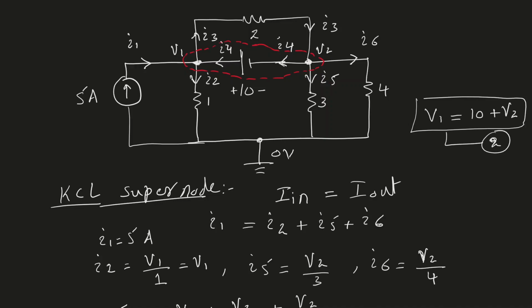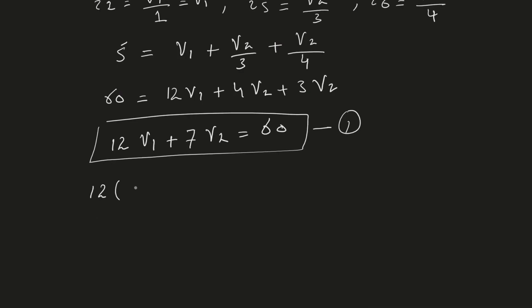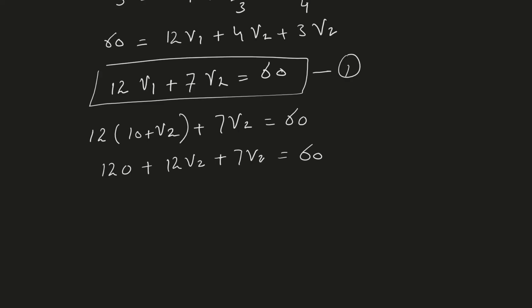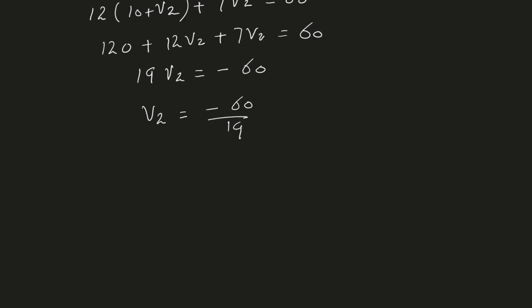From this equation, I already have the value of V1, which is 10 plus V2. I will put this value in the first equation. So V1 is 10 plus V2. So I will have 12 times (10 plus V2) plus 7 V2 equals 60. This is 120 plus 12 V2 plus 7 V2 equals 60. 12 and 7 is 19. 19 V2 is 60 minus 120, which is negative 60. Therefore, V2 is negative 60 divided by 19, and V2 is equal to minus 3.158.